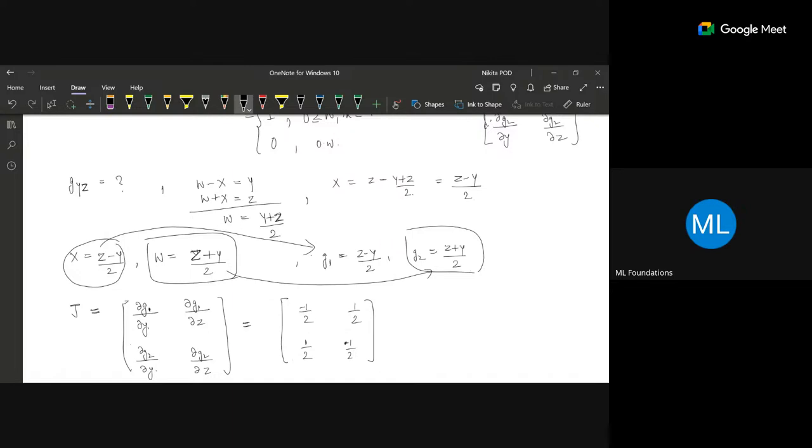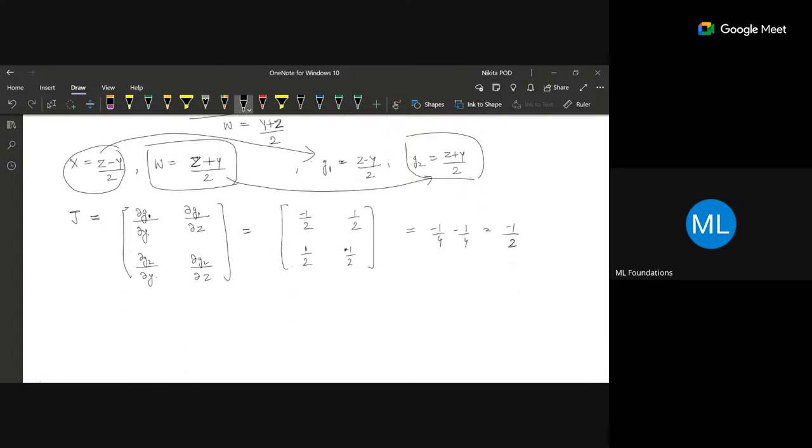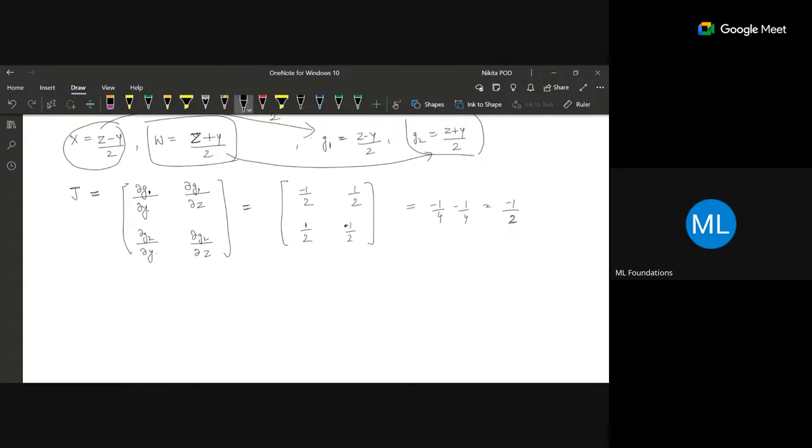Okay. So for that, now we find the Jacobian matrix and if we take the determinant, you get minus 1 by 4. Minus 1 by 4, right? So this is minus 1 by 2. So you need to take the mod of that. So if you take the mod of the determinant of J, this is 1 by 2.